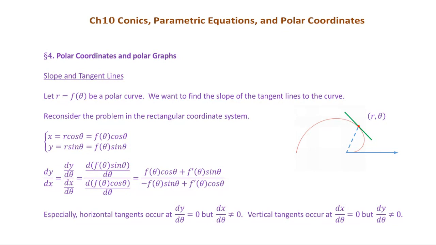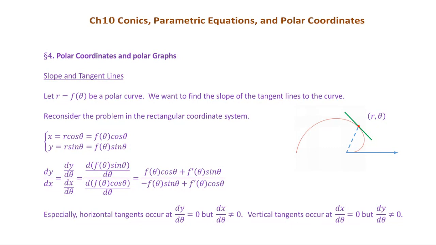We know the derivative of sine theta is cosine theta, and the derivative of cosine theta is negative sine theta. For the other factor, we just take the derivative of f, so that's f prime theta, and keep the other part, sine theta or cosine theta, unchanged. That's how you find the slope of the tangent line.